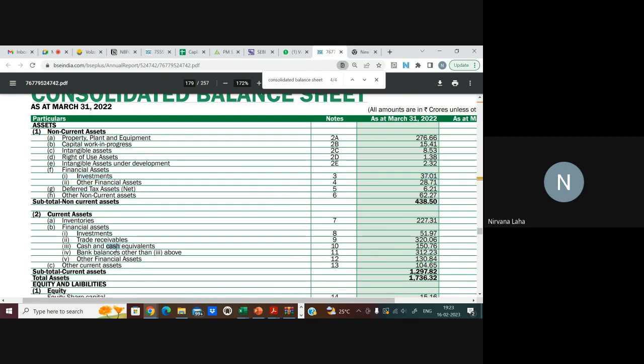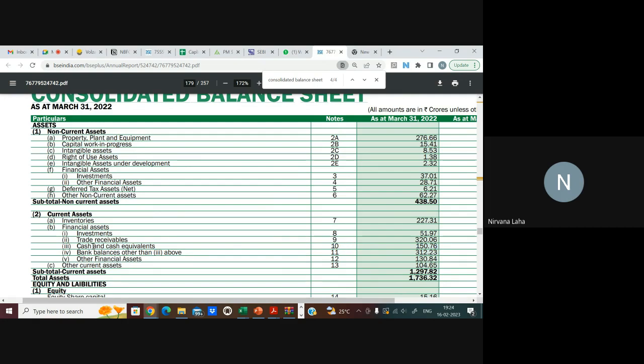So we are only concerned with this cash and cash equivalents and bank balances. Investments may or may not be interest generating. If they are stocks or something, they will not generate interest. So we will restrict ourselves to here. So how much is it? 450 or 462 crores.